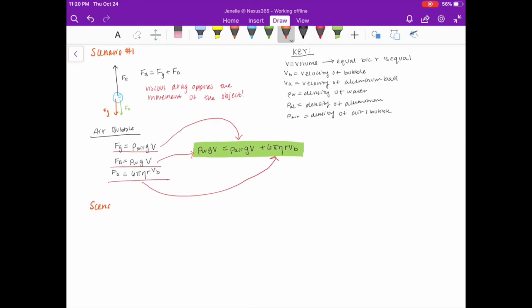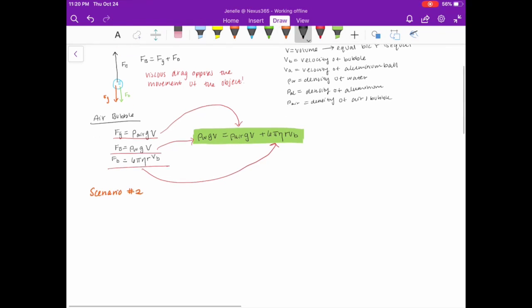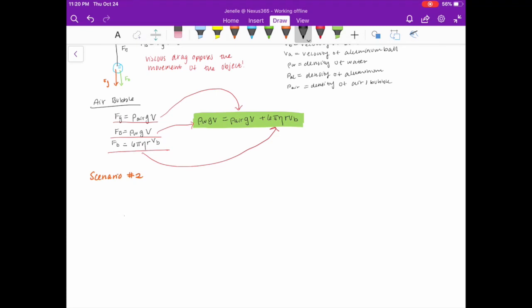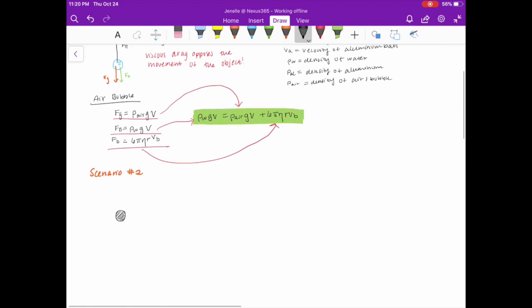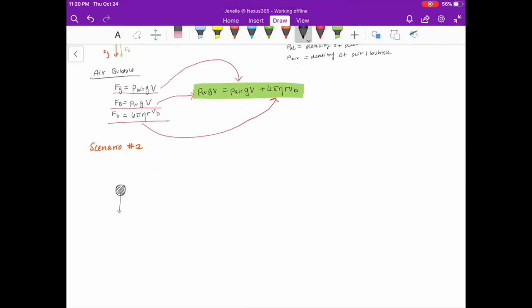Now let's move on to scenario number 2. In the second scenario, we're going to be talking about an aluminum sphere that's falling down through the water. This is different from the air bubble because the air bubble was rising up. So there is the force due to gravity pointing downwards. There's also a buoyant force pointing upwards. And in this case, our drag force is going to be pointing upwards, because the aluminum sphere is falling down, so in order to oppose it, the viscous drag is going to be pointing upwards.